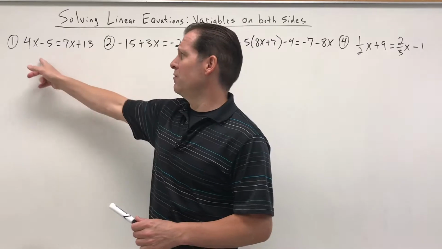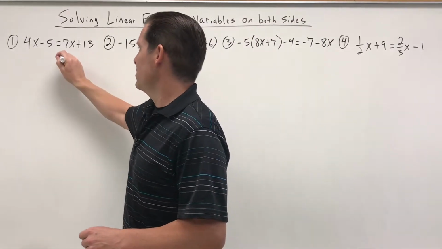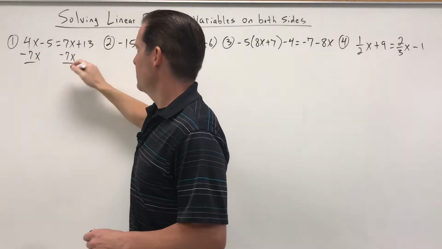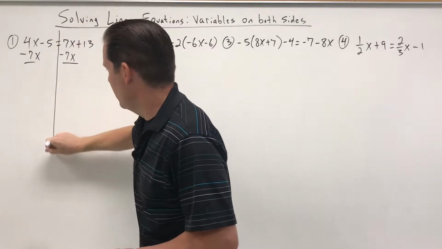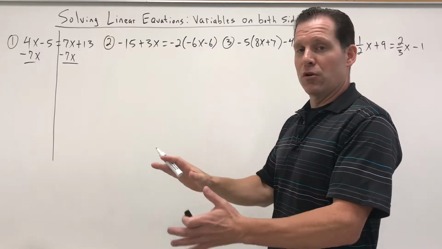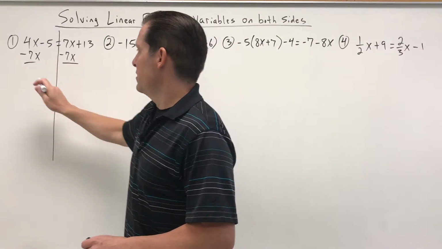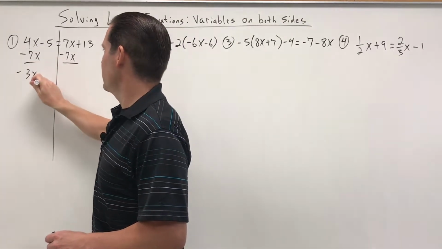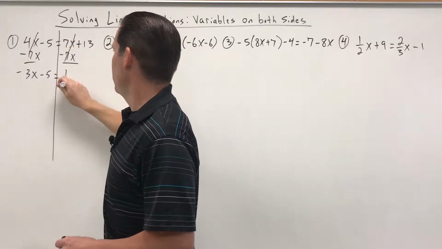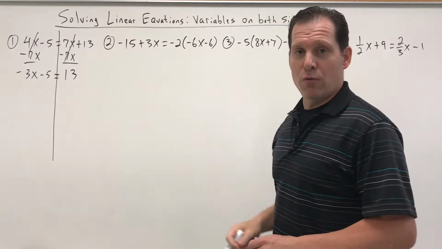So if I'm going to move the 7x over, I've got to do the inverse of that. Since this is a plus 7x, I'm going to subtract 7x from both sides. And remember, just put that wall here, a division of the left and the right side, so that if you move something over to the other side, you can just keep that barrier there. When I do this, that gives me negative 3x minus 5 is equal to 13.